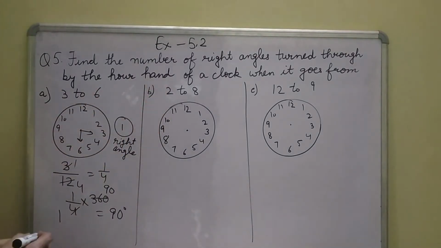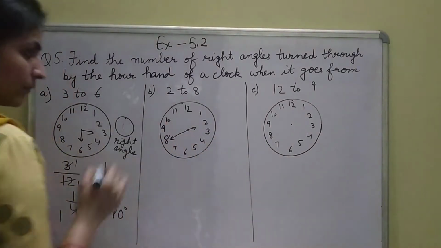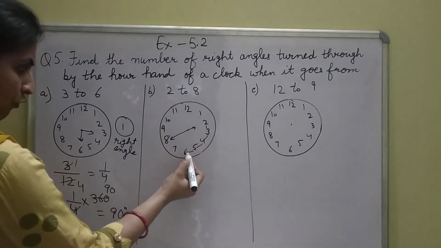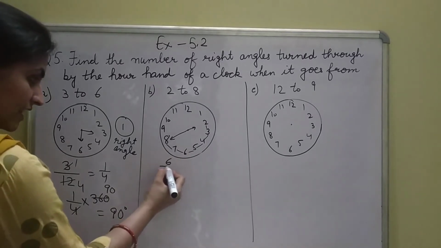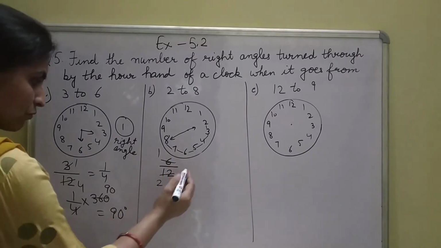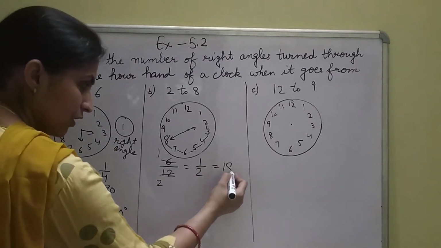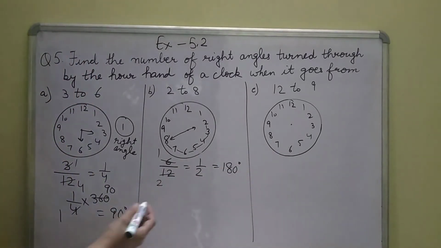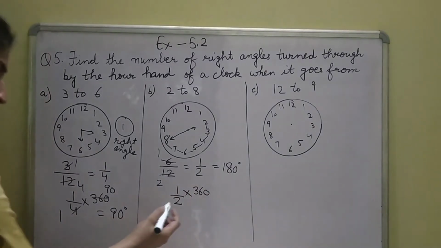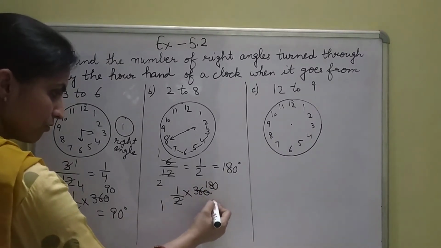Then part B, it will move from 2 to 8. So how many hours are we having? 1, 2, 3, 4, 5, 6. 6 hours out of 12. 6 ones are 6, 6 twos are 12. So half of the revolution. Simply, for half of the revolution you can write 180 degrees, or the total revolution is 360, so half of that we will take. 2 ones are 2, 2 eights are 16, 2 zeros are 0.